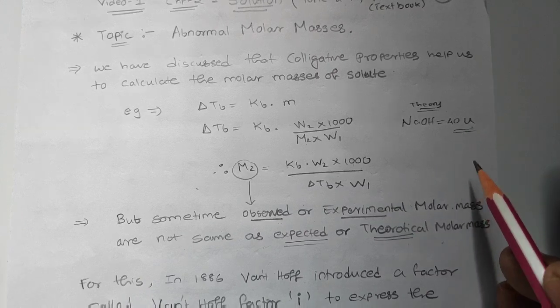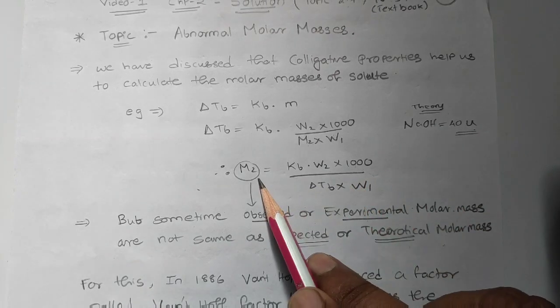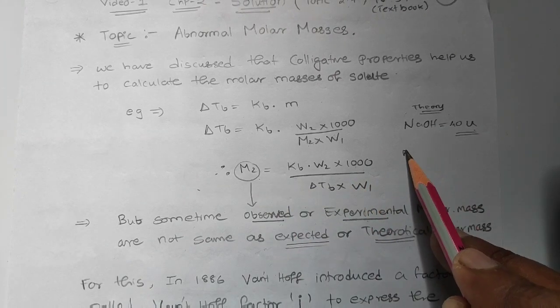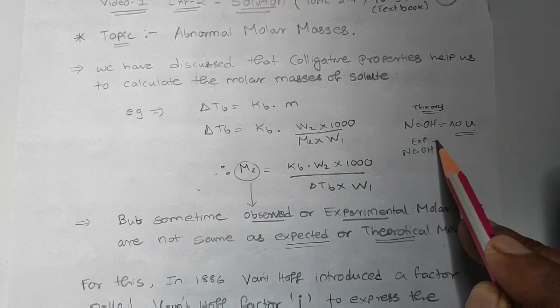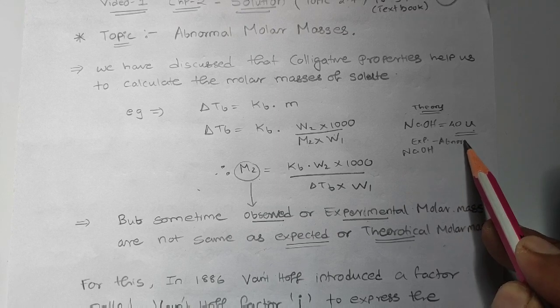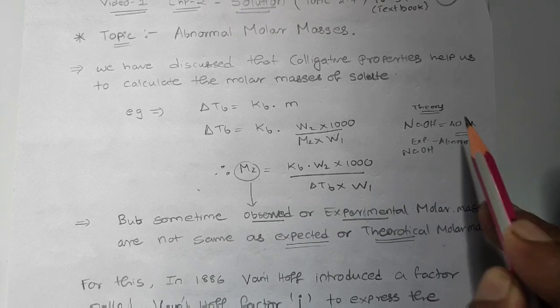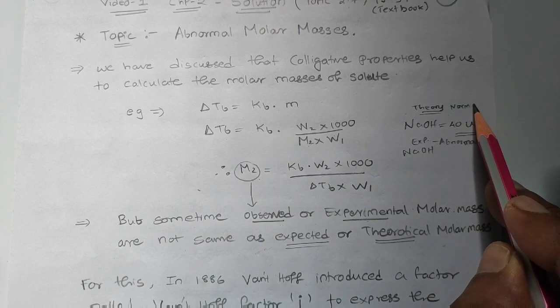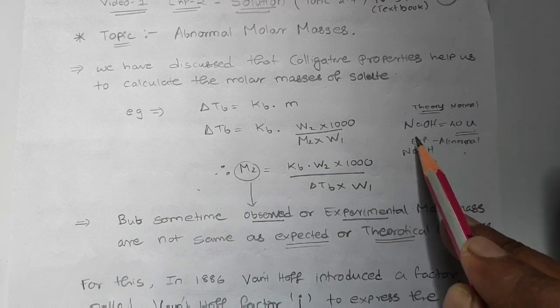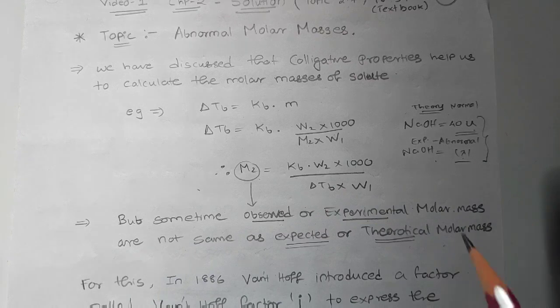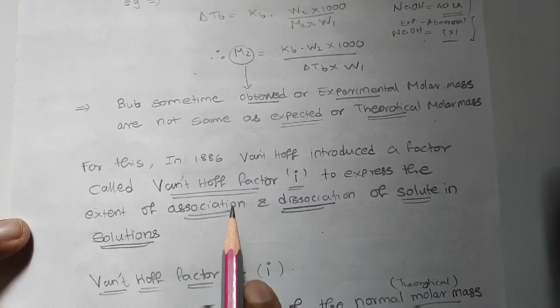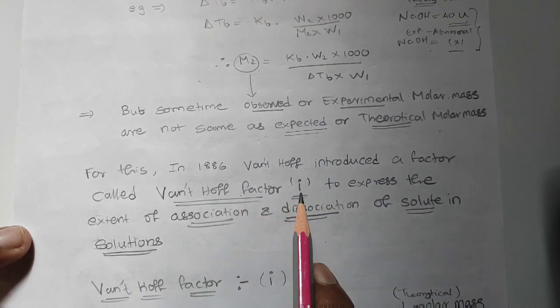But if you find it out by this method, this molar mass is experimental, or what we call abnormal. What is the word? Abnormal, right? This is what we call normal molar mass. So the abnormal molar mass of this NaOH will be different, and this difference was explained by whom? It was explained by van't Hoff by giving a factor i.